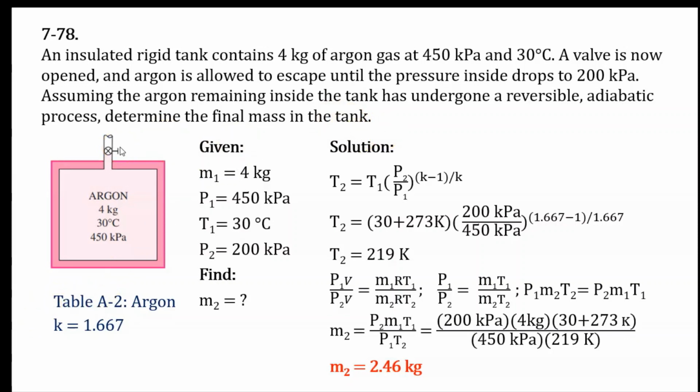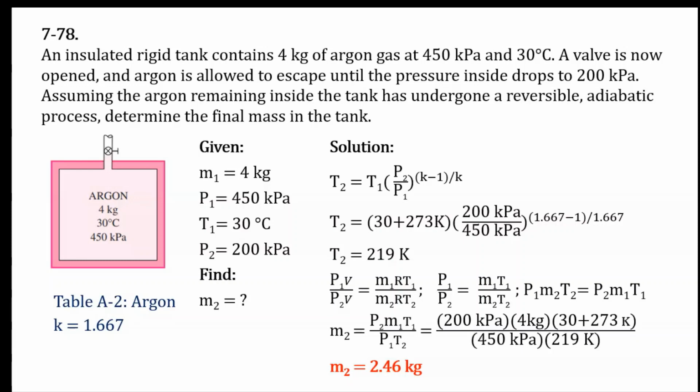So based on our problem, an insulated rigid tank contains argon gas at a specified pressure and temperature. A valve is opened and argon escapes until the pressure drops to a specified value. The final mass in the tank is to be determined.